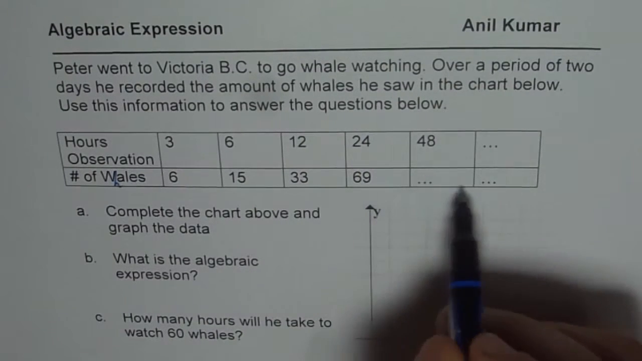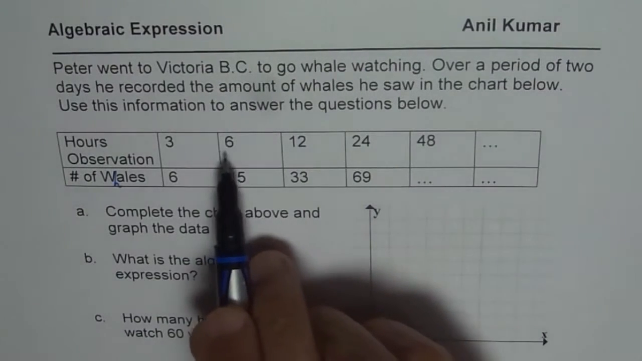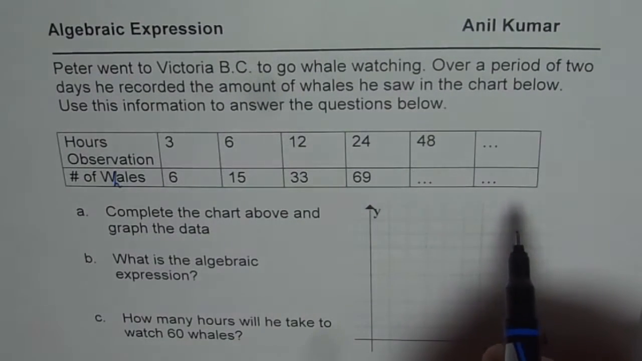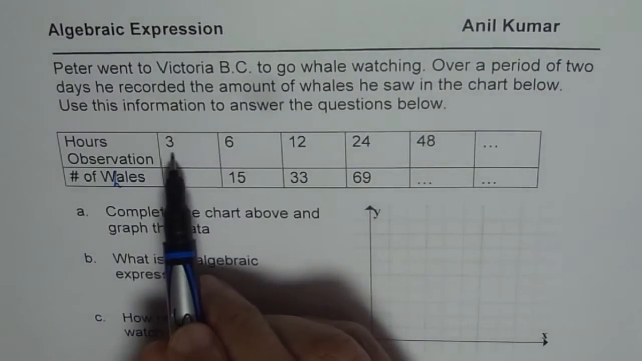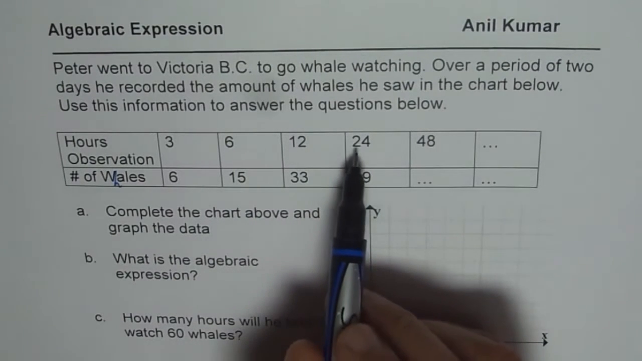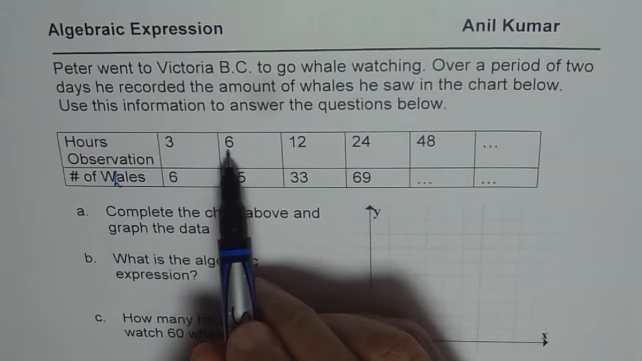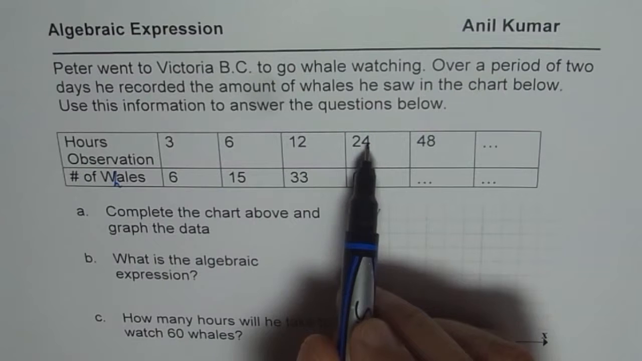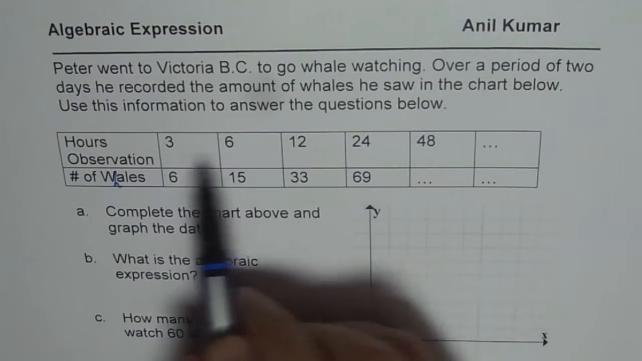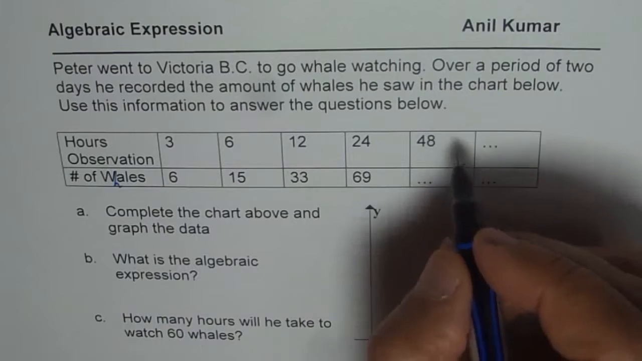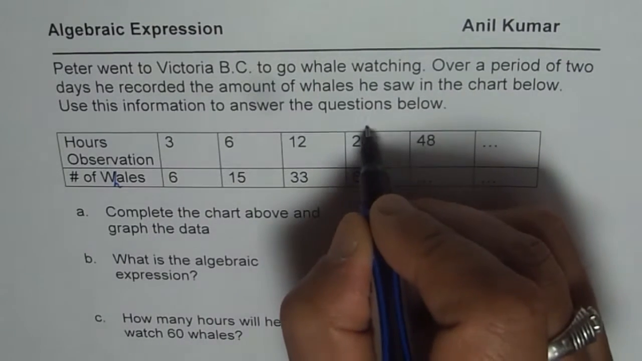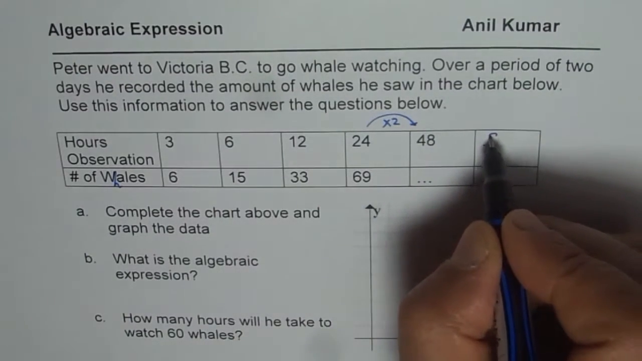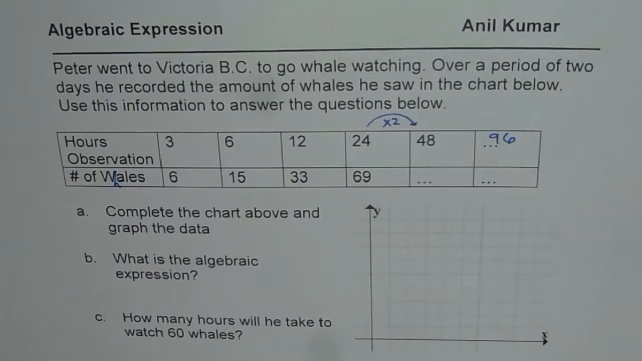To find these values, you could look at the intervals for the input and the output separately. That could be easier at times. What we observe here is 3, 6, 12, 24. So it is doubling: 3 times 2, 6 times 2, 12 times 2, 24 times 2. So the hours of observation are doubling. If I take 48 and multiply by 2, 48 times 2 is 96, correct? So we could get a value like this.